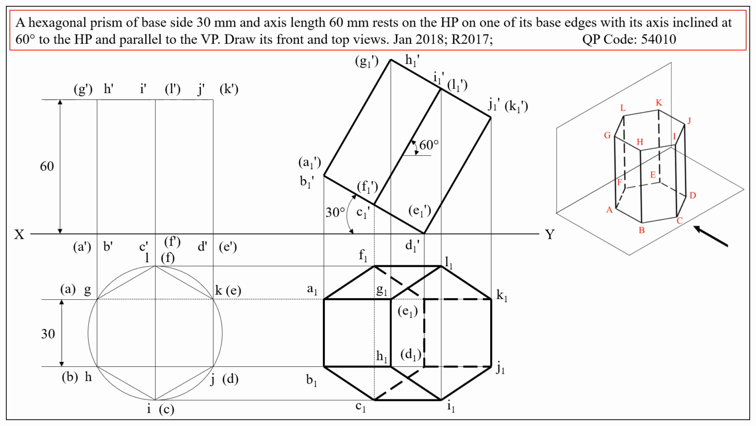So what is the difference between the one we discussed earlier, that is problem number 1, and this problem number 2? In problem number 1, the same solid was resting on the vertical plane with one of its base edges on it, and in this problem it is resting on the horizontal plane with one of its base edges on it. So that is the only difference, maybe the dimension and angle.